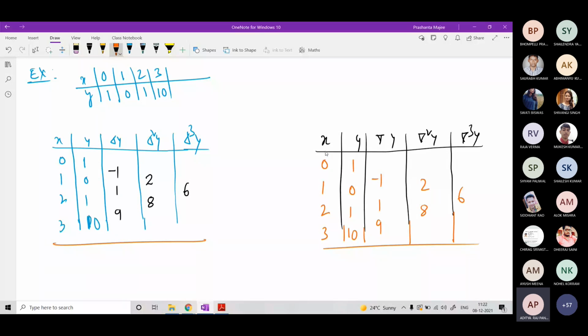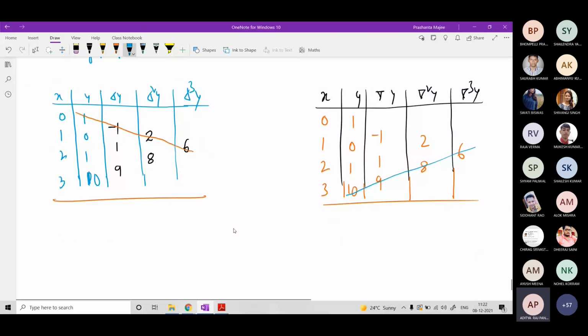Okay, so in Newton's forward difference formula, this forward diagonal values will be taken. So I am striking that diagonal, and in Newton's backward difference formula, this backward diagonal values will be taken. Is that clear to you? Yes, sir. Okay, so tell me the polynomial in terms of forward difference formula.